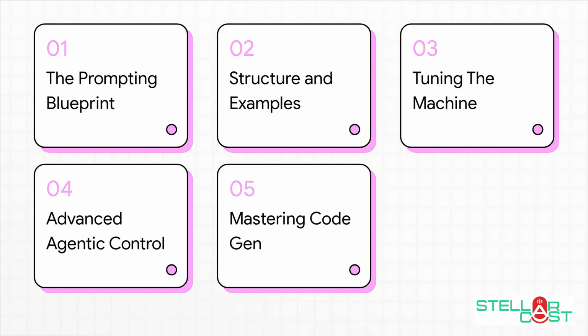So here's our game plan. We're going to start with the absolute fundamentals, what I call the prompting blueprint. Then we'll get into how to teach the model using structure and examples. After that, we'll pop the hood and talk about tuning the machine with technical parameters, explore some really advanced agentic control, and finally get into mastering code generation. By the end of this, you're going to go from a simple commander to a truly sophisticated architect.